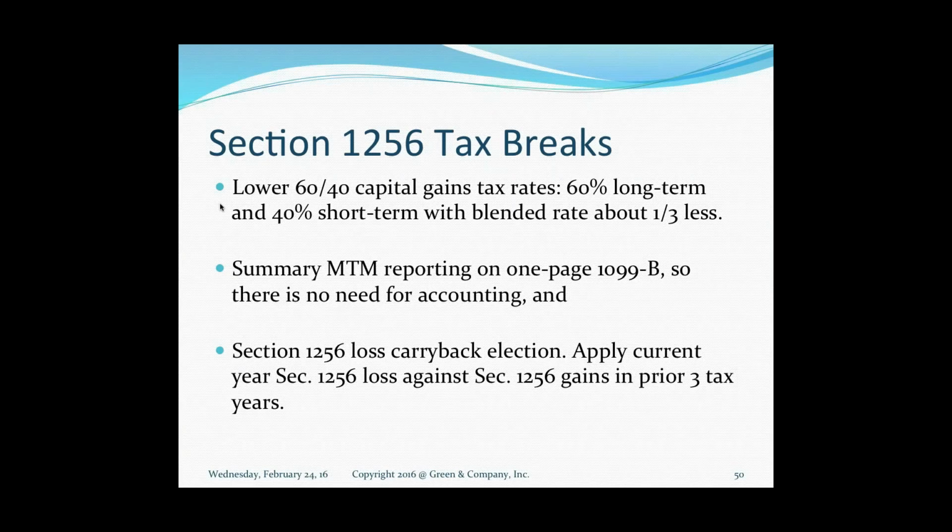And there's a huge difference throughout the brackets. When you're in the 10% and 15% ordinary bracket, if you're married filing joint making under $75,000, the long-term rate is 0%. So imagine if 60% of what you sell is at 0% and 40% is at the 10% bracket. Your tax rate is 4%. It's summary reporting, one-page 1099-B, so there's no accounting. And there's the loss carryback election.